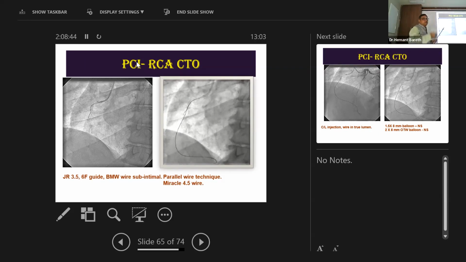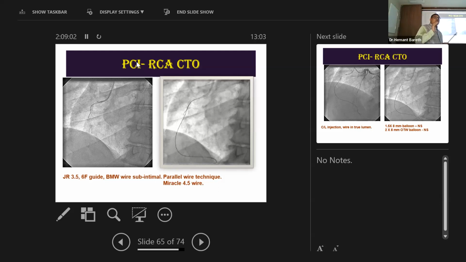So Miracle, I will show you when I show you CTO wires, but Miracle wire has this tip load. Miracle 4.5 means tip load of 4.5. Miracle 6 means tip load of 6. Miracle 9 means tip load of 9. Miracle 12 means tip load of 12.